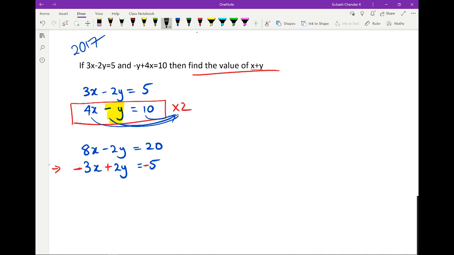So what we have got here is 8x minus 3x is going to be 5x. Negative 2y plus 2y becomes 0. 20 take away 5 is 15, which means x is equal to 15 divided by 5. So x is equal to 3.